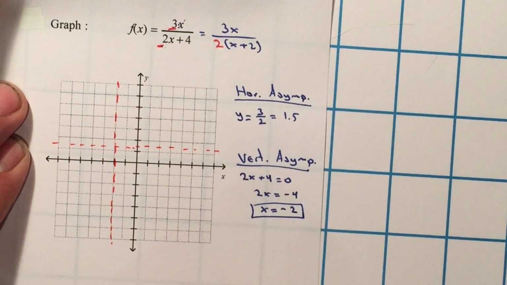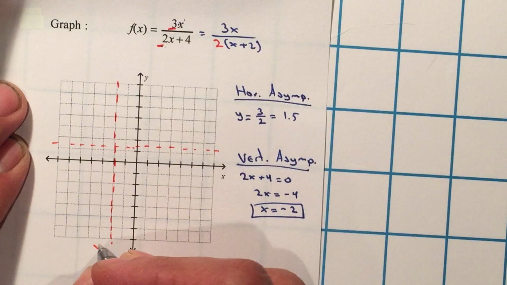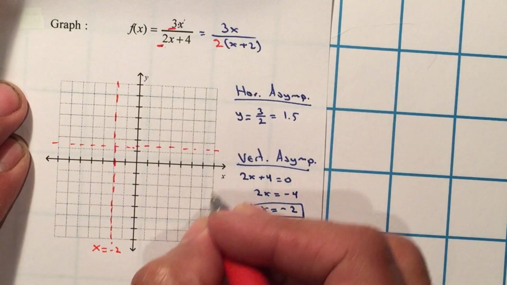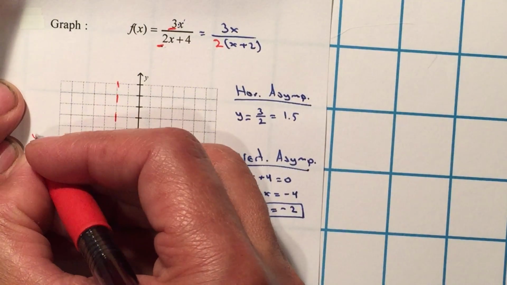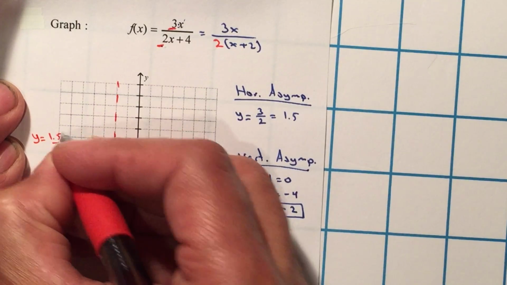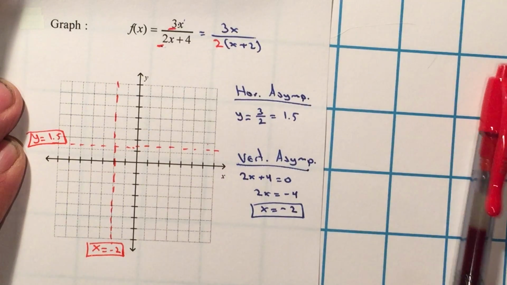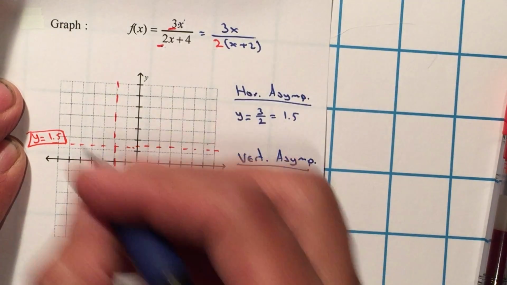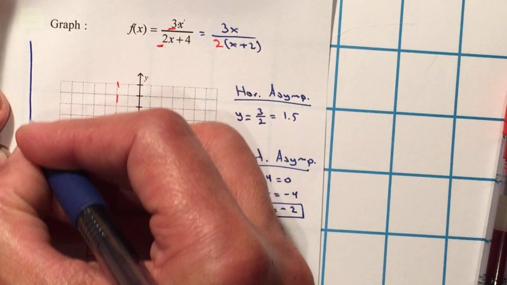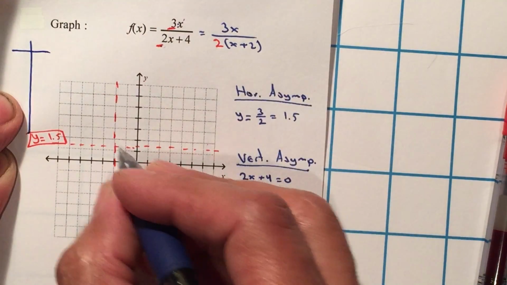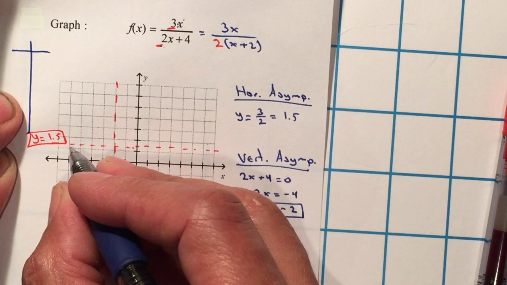Let me write down my equations for my asymptotes. This asymptote will be x equal to -2. This will be y equal to 1.5. And I'm just going to make a table. I'm going to make a table of values, because I want to be able to find out where the graph is on the right hand side and on the left hand side.